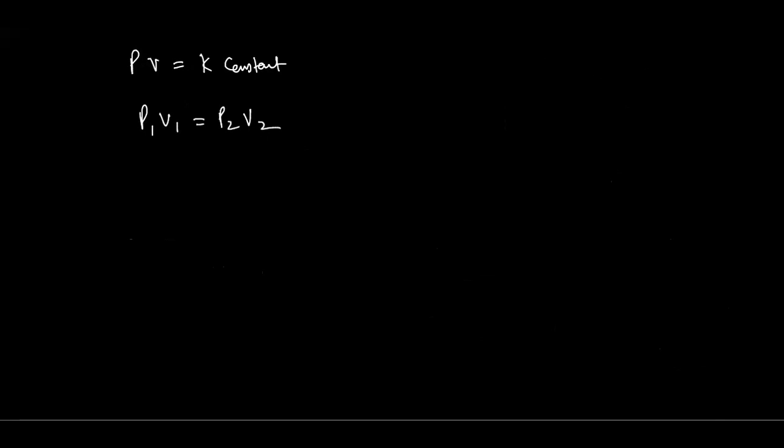P1 V1 is equal to P2 V2. Got it? Over here also you're considering the pressure exerted by the gas. This one is the pressure exerted by the gas on the wall of the container, and V1 is the volume of the gas, and P2 is the pressure at the second time. If we change that, P2 is the pressure exerted by the gas on the wall of the container, and V2 is the volume of the gas.